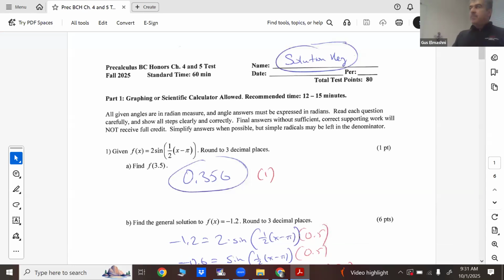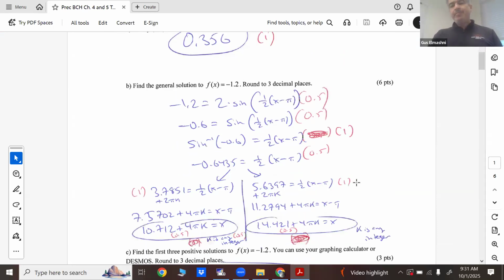Okay, so this problem was pretty easy. Just plug in your calculator, 0.356. I don't think I'm going to miss that one. Okay, part B. I think what happened here is some people took too long on this.